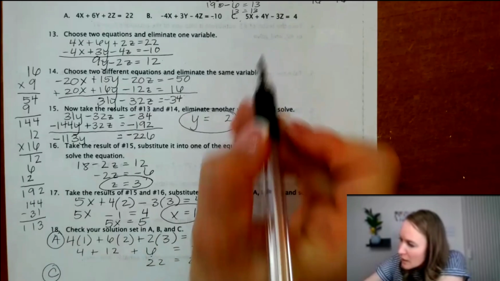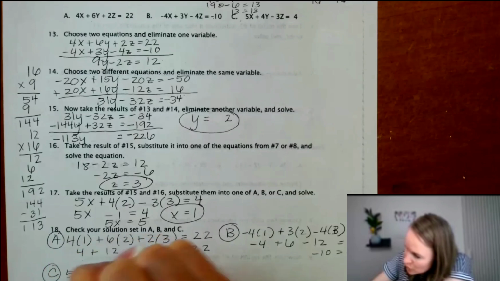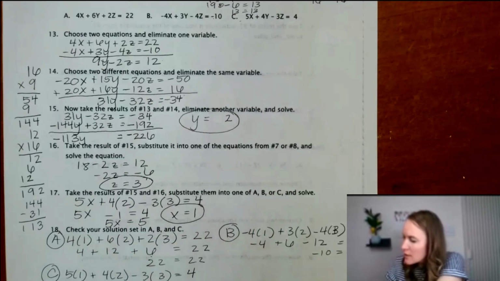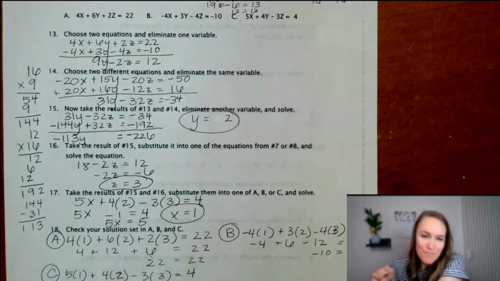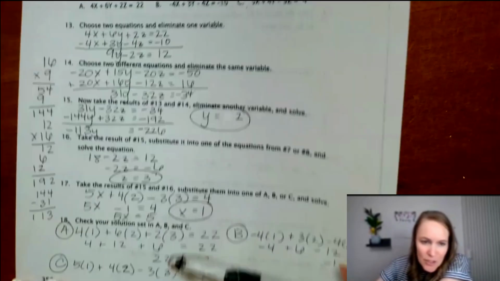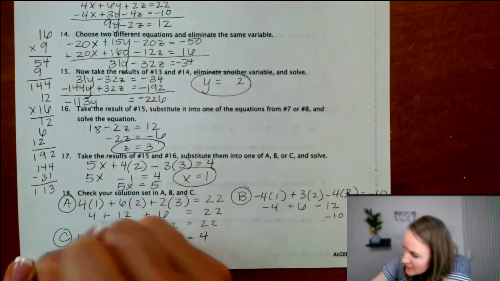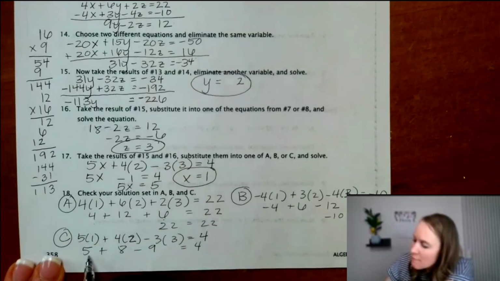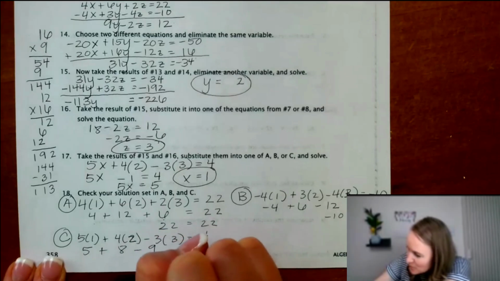C: 5 times 1 plus 4 times 2 minus 3 times 3 equals 4. And yeah, this is a 2, not a Z. It kind of looks like a Z. Let me just squish my paper up so you can see my work here. I've got 5 plus 8 minus 9 equals 4. Let's see, 8 minus 9 is negative 1. 5 minus 1 is 4. So I have 4 equals 4.